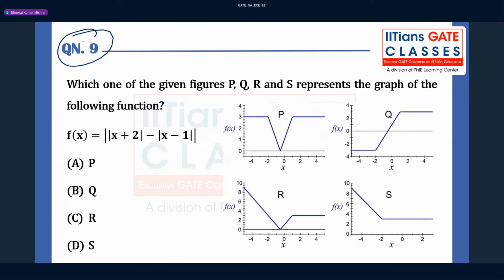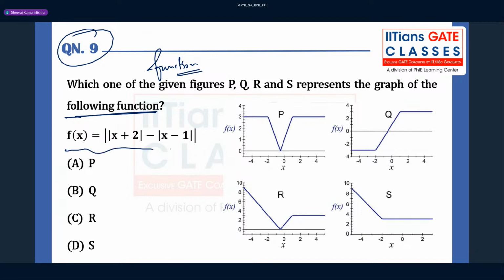The question number 9 is from mathematics. The topic is function, right? If you know how to graph a function, life is very simple. Which one of the given figures P, Q, R, S represents the graph of the following function? You guys can take some values of x, check, and eliminate options, but I will be giving you the correct way of answering the question.